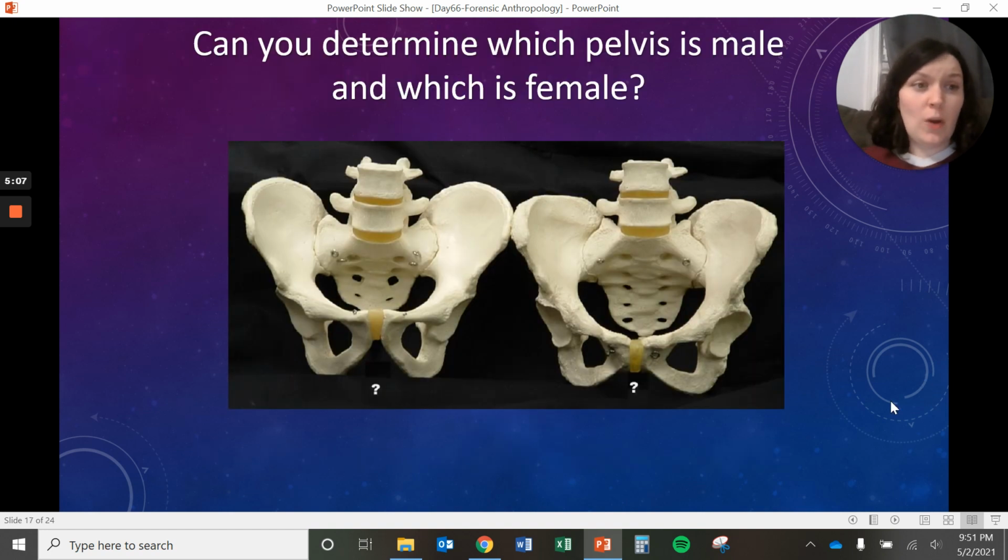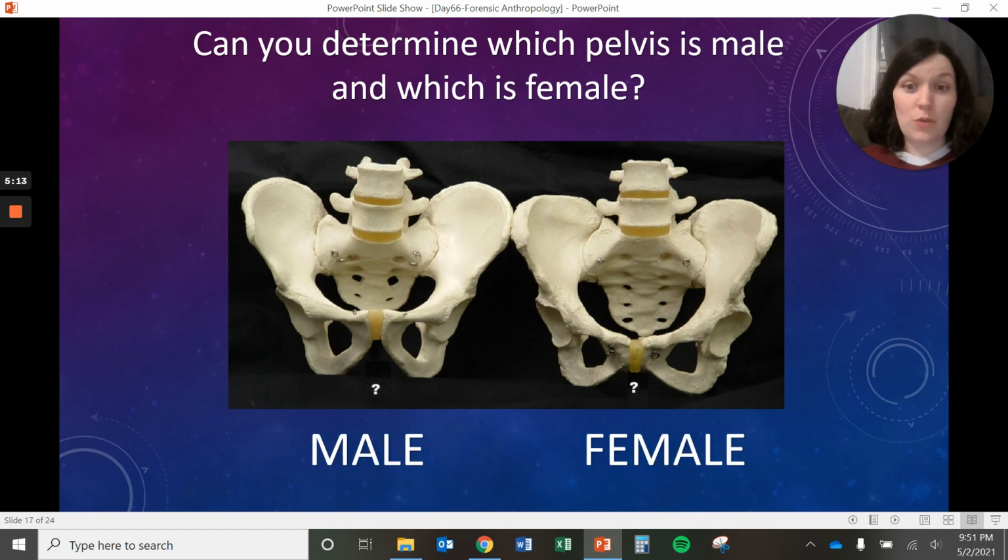So after you watch that video, you should be able to identify which of these is male and which is female. So take a guess. Okay, so the one on the left is a male and the one on the right is a female.